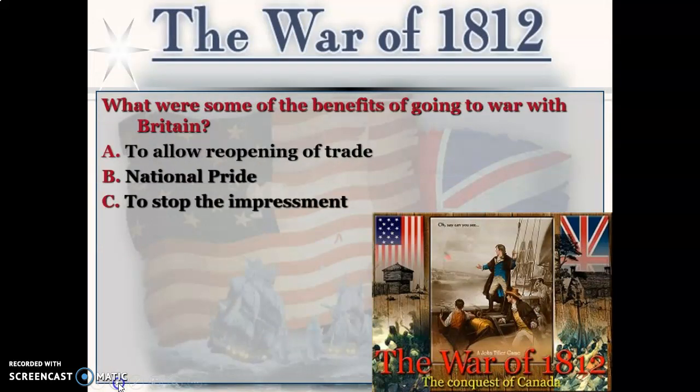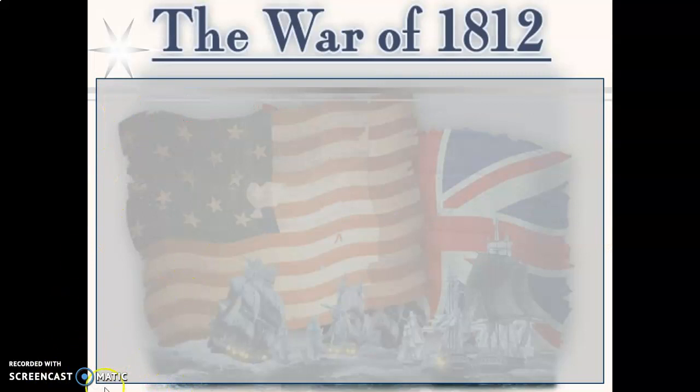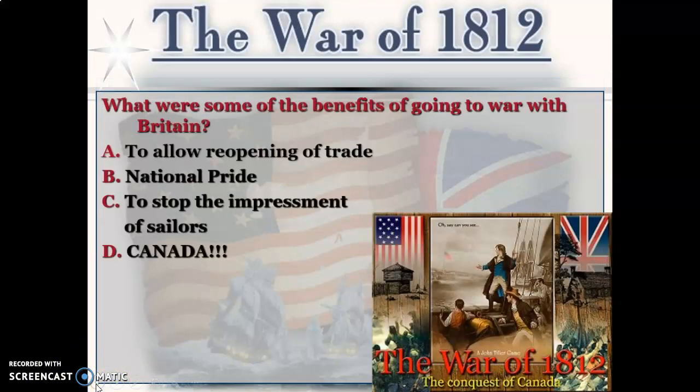So here's some of the benefits to going to war. To allow reopening of trade between the U.S. and Britain, and of course all other nations. National pride. We end up taking pride in this war, and it unites us like we haven't been united in quite some time, since the American Revolution, actually. To stop the impressment of sailors, so our sailors are relatively safe in sailing the seas, and they don't have to worry about being captured by another nation. And of course, yes, we could get Canada.